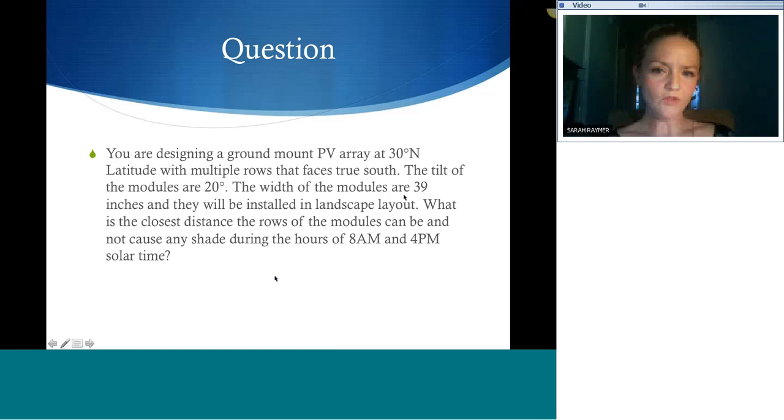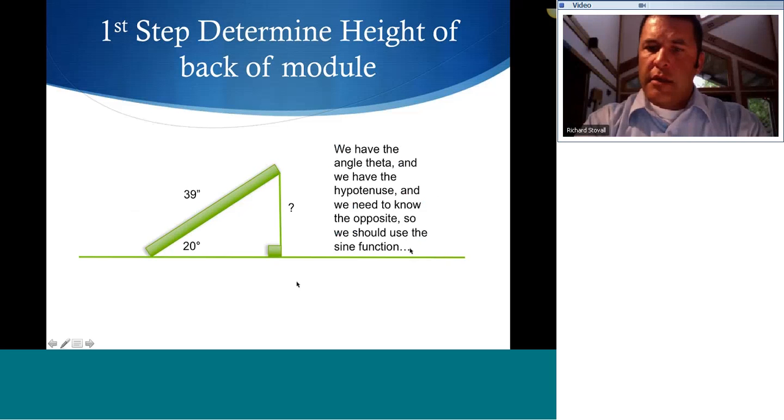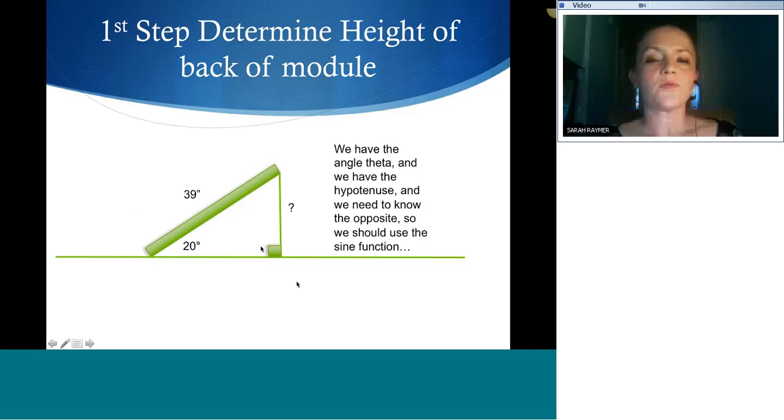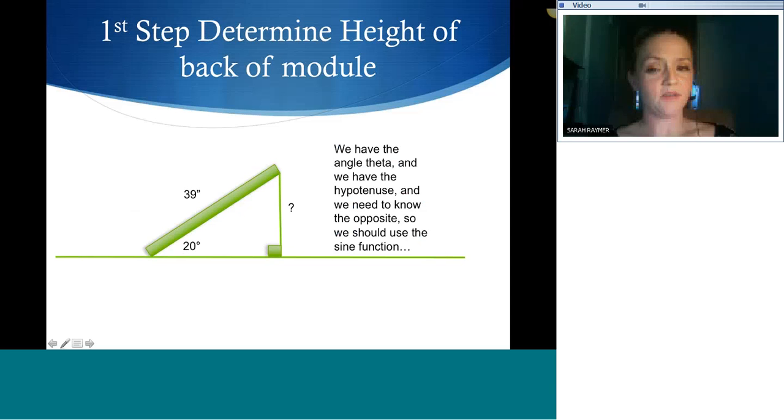So what we're really looking at here is a sun path chart for 30 degrees north. The modules are at a 20-degree tilt, 39 inches wide, and this is the time period that we're going to need to read off the sun path chart. First of all, we use a basic trigonometry formula here. We have the angle theta and we have the hypotenuse. We need the opposite, so we're going to use the sine function.